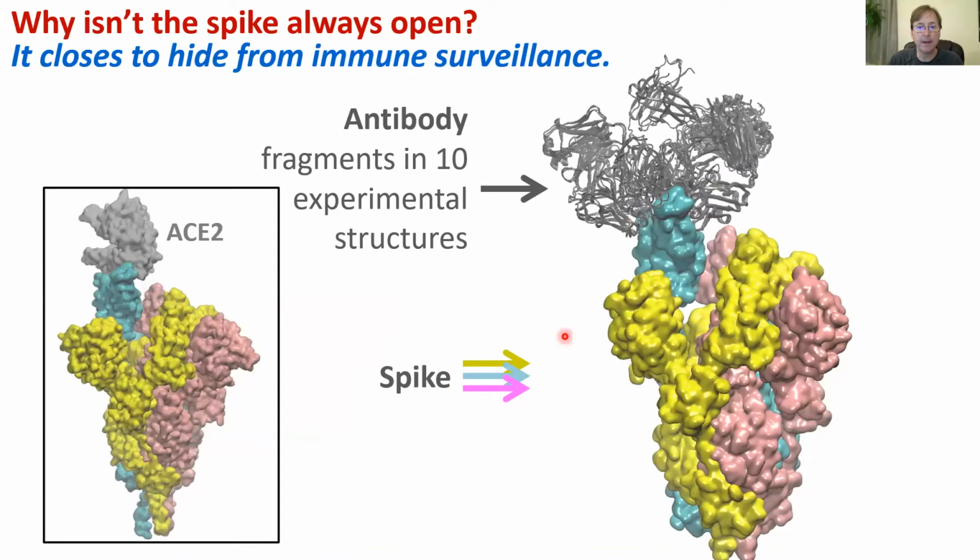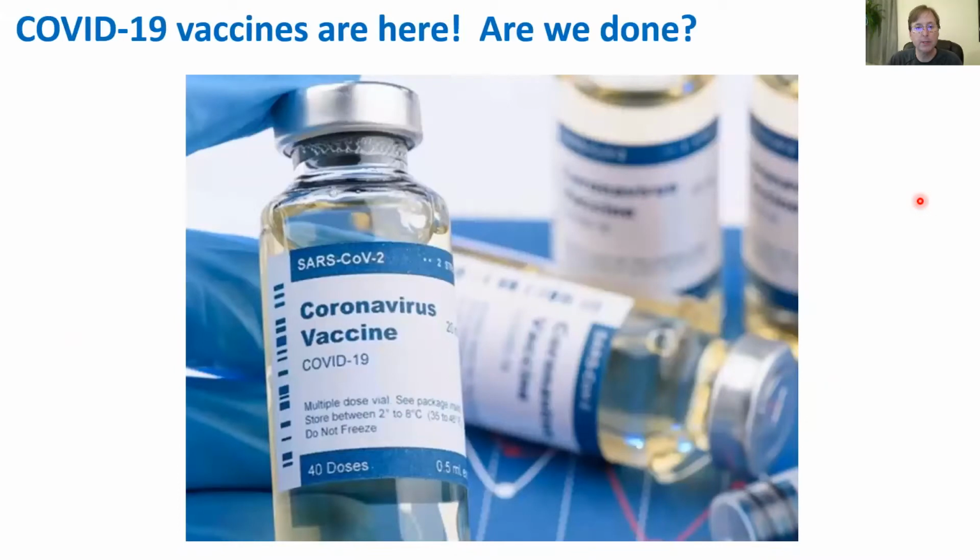Different antibodies bind to other regions of the spike, and many of them are able to block the spike from carrying out its function. So the receptor binding domain closes in order to hide from the immune system and avoid immune surveillance and immune binding. Now, your immune system is what's responsible for giving you immunity to COVID-19, and that is the job of the COVID-19 vaccines that have been released.